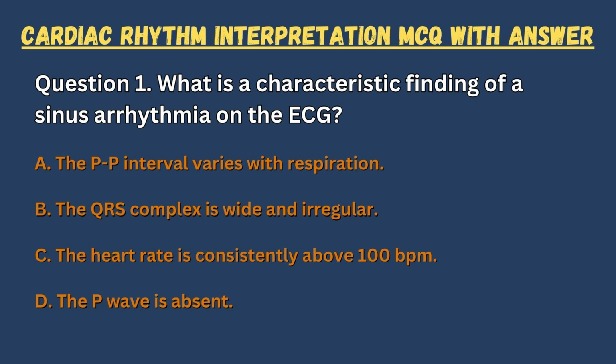Question 1. What is a characteristic finding of a sinus arrhythmia on the ECG? A. The PP interval varies with respiration. B. The QRS complex is wide and irregular. C. The heart rate is consistently above 100 BPM. D. The P wave is absent.